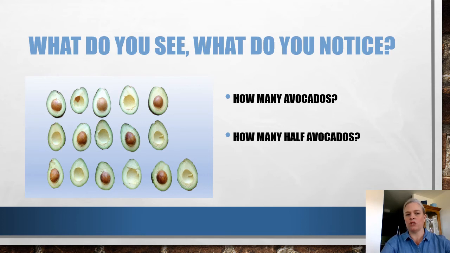We could say we have 1, 2, 3, and I know there's 3 in the next column also. So 3, 6, 9, 12, plus 3 more is 15, plus this one down here, don't forget that. So we would say that we have 16 halves. How many whole avocados would that be? If you put them all back together.